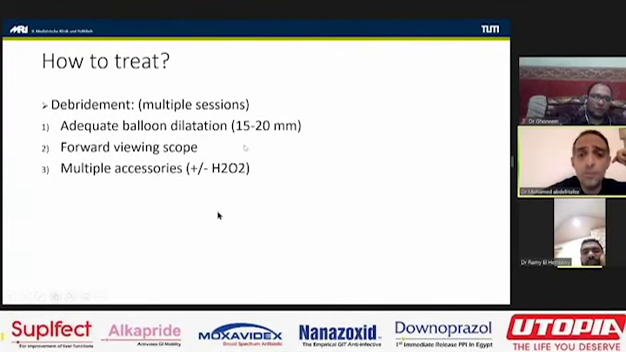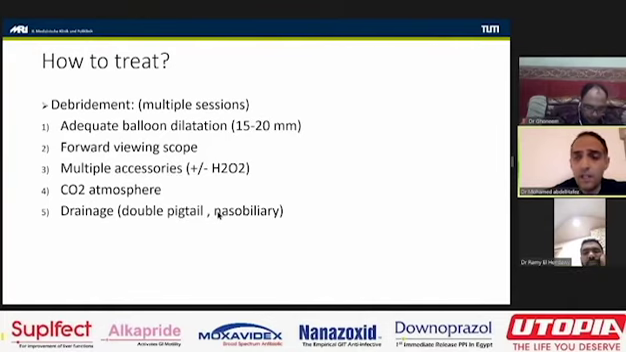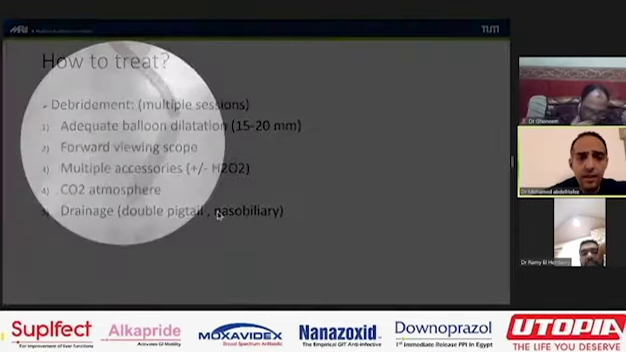We used hydrogen peroxide. It is published many times afterwards. Many centers are using it. It helps with the necrosectomy. It decreases the sessions and the effort you need. CO2, as I said, it is a must. You can never come inside the retroperitoneal cavity with air. Drainage, double pigtails, as I told you, nasobiliary has no advantage.